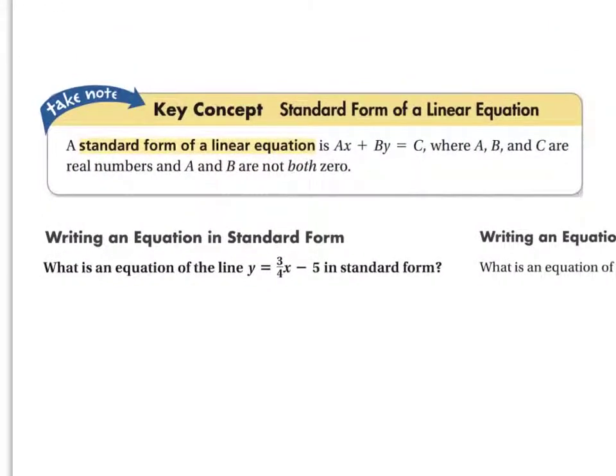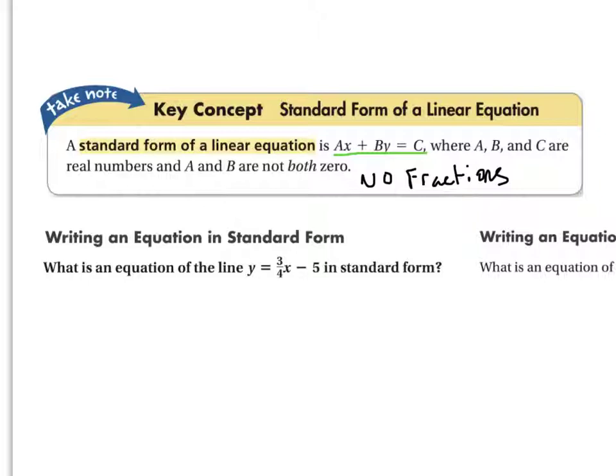Standard form of a linear equation is given in the form ax plus by equals c, where A, B, and C are real numbers. A and B are not both 0. One of them could be 0, but not both. And furthermore, no fractions. Okay? No fractions. Standard form should not have fractions involved.